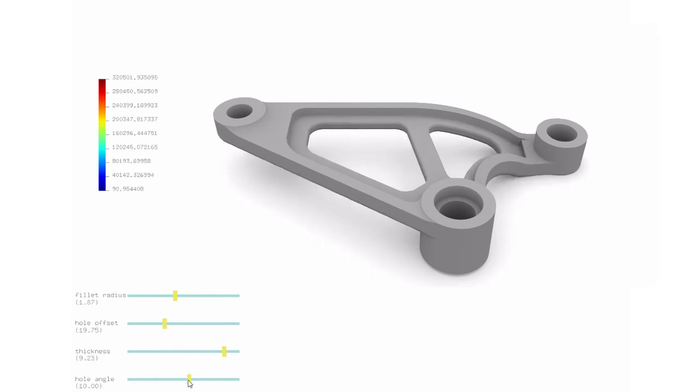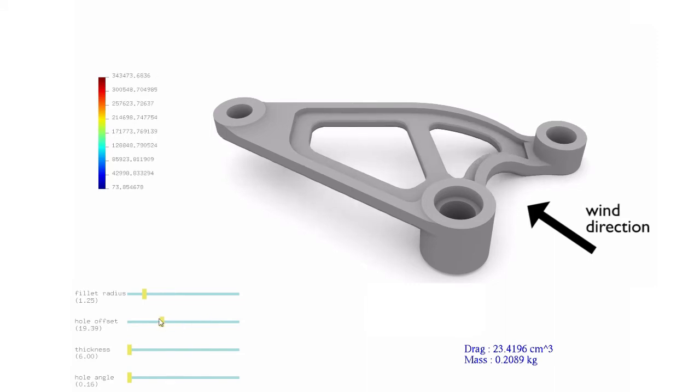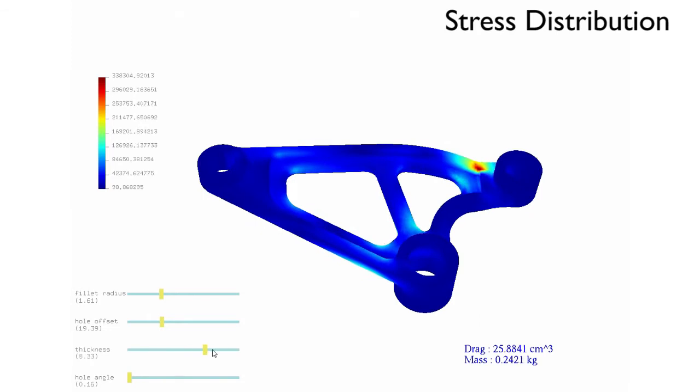Further, we can display physical properties for this bike frame, such as the total mass and the drag from a given wind direction, which can be computed from the mesh in interactive rates. Other properties, such as stress distribution, which depend on time-consuming simulations, can be pre-computed at each sample and interpolated with the geometry.